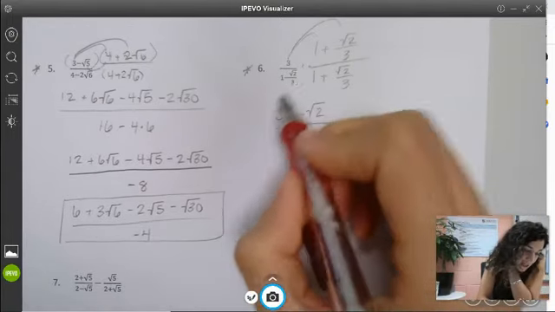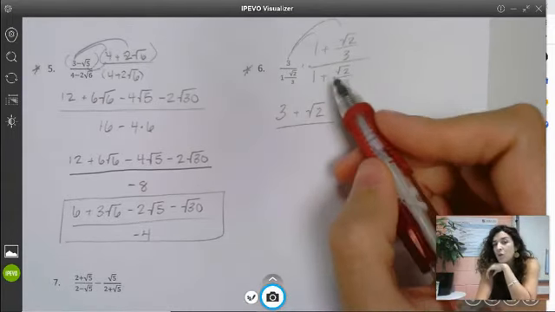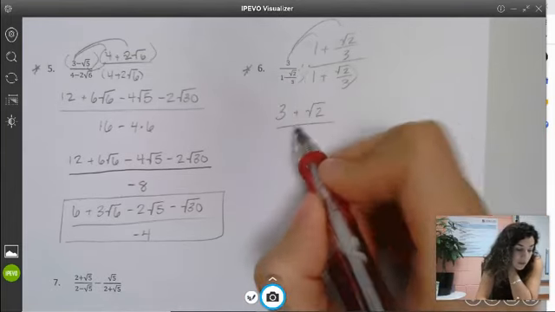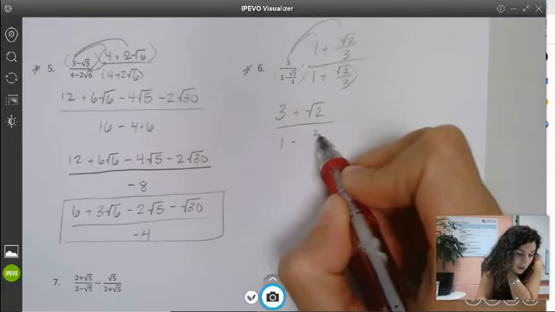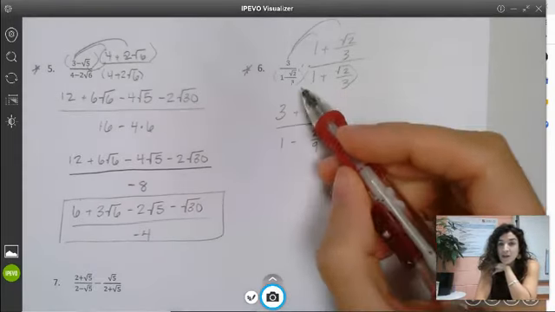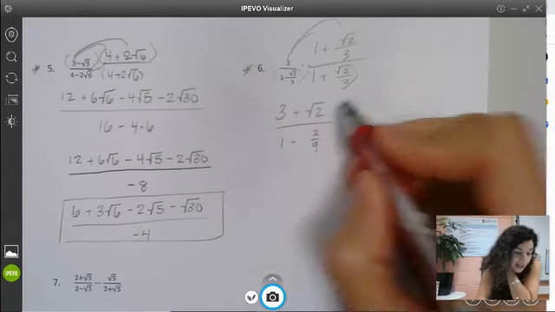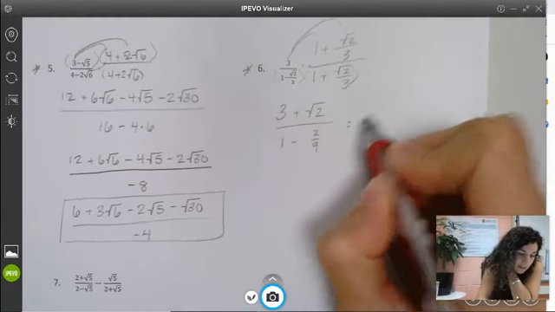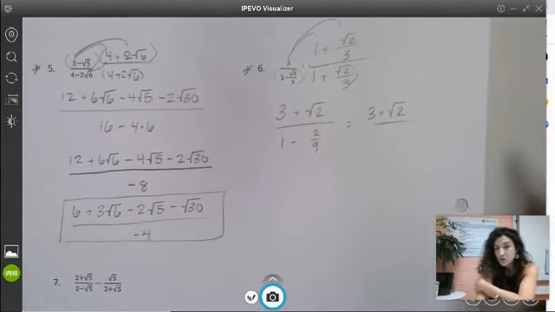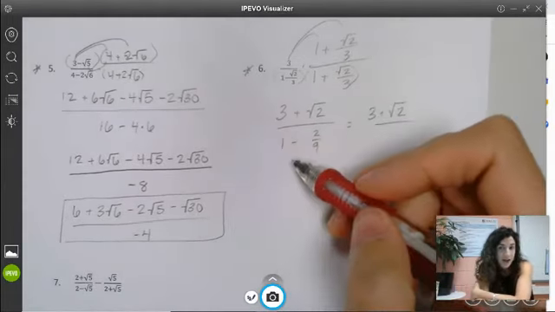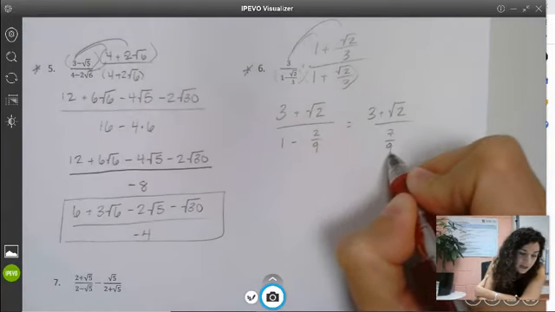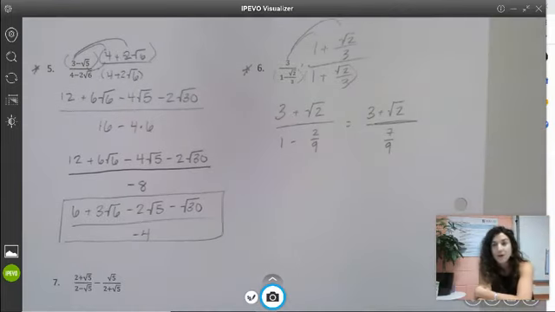Foiling this guy out, or remembering that since it is that difference of two perfect squares situation, it's the square of the first term minus the square of the second term. Square root of 2 squared is 2, and then 3 squared is 9. So then this simplifies down to 3 plus the square root of 2, over 1 minus 2/9. You can think of this as 9 over 9, right? So then 9 minus 2 would be 7 over 9.